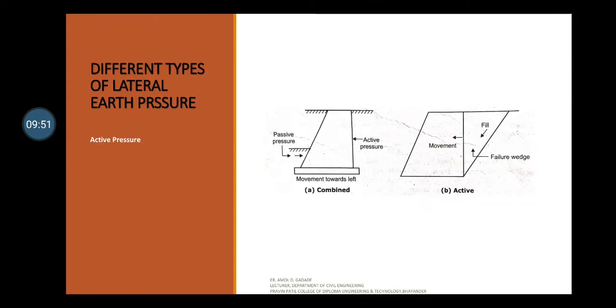The second one is active pressure. A state of active pressure occurs when the soil mass yields in such a way that it tends to stretch horizontally. During the active state, the wall moves away from the backfill and a certain portion of the backfill located immediately behind the wall breaks away from the rest of the soil. The active pressure develops on the right hand side when the wall moves towards the left.